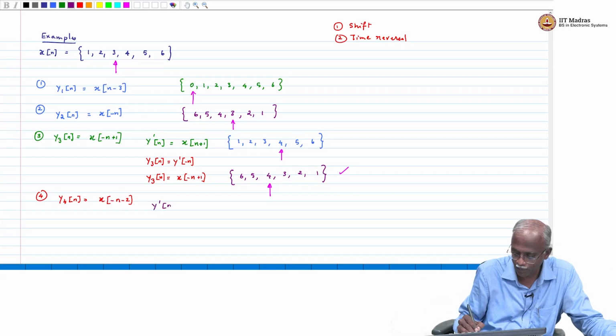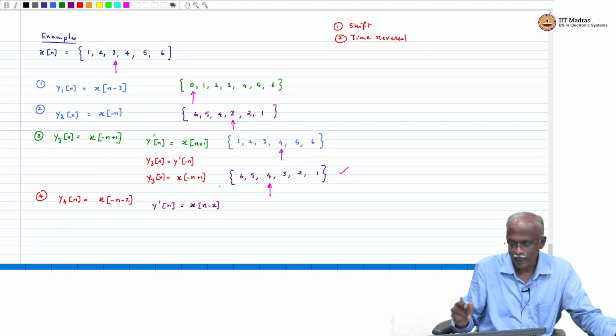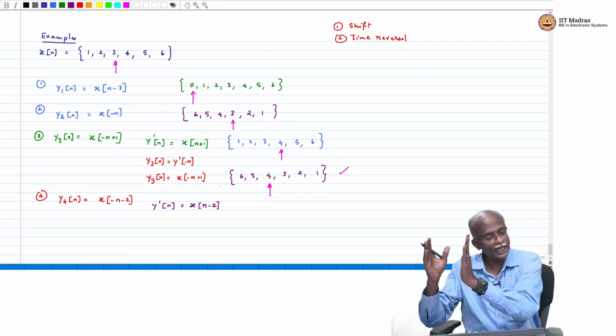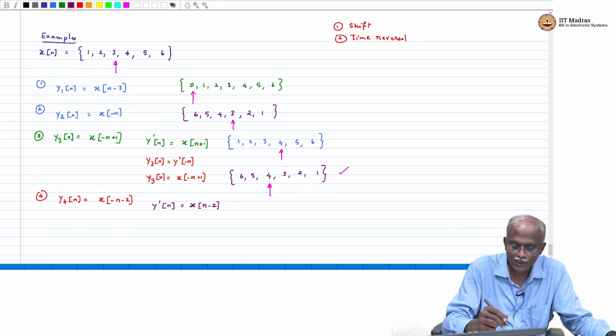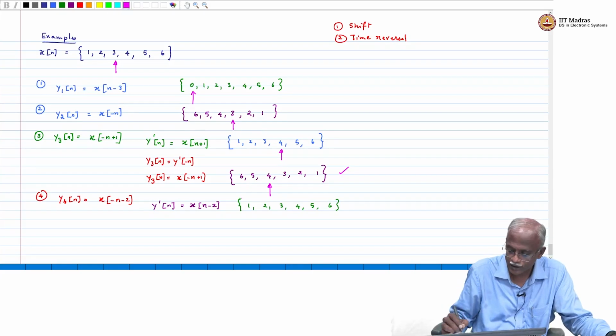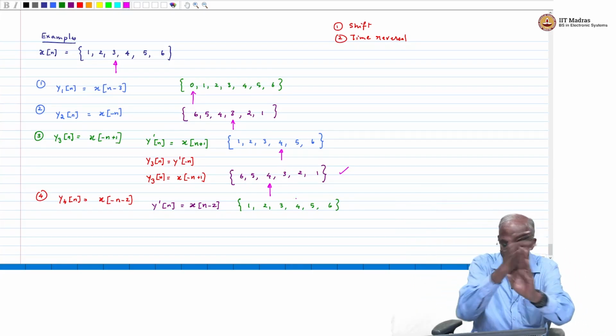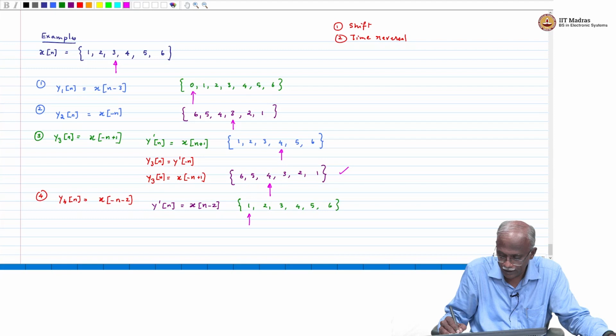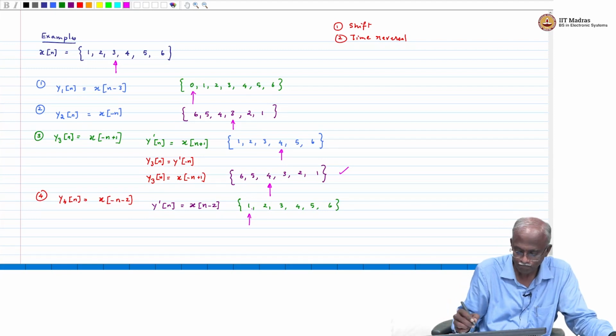Define y prime of n is equal to x of n minus 2. n minus 2 is a delay. So therefore, the sequence that we are dealing with now is 1, 2, 3, 4, 5, 6 and the origin, which was originally at 3, has moved 2 units to the left and it is now sitting at 1.